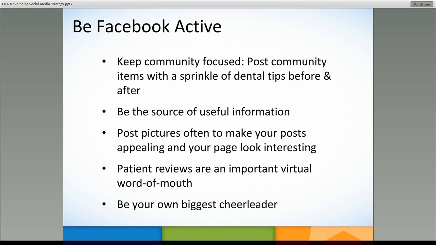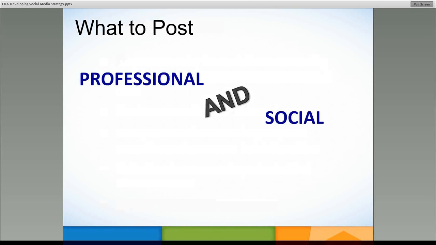And be your own biggest cheerleader. Don't hesitate and don't be shy to talk about how awesome your staff is or how awesome you are. Or don't tell your staff not to go on and post how awesome the doctor is. You've done all this work and you've created this great practice. Let people know about it. Don't be shy.